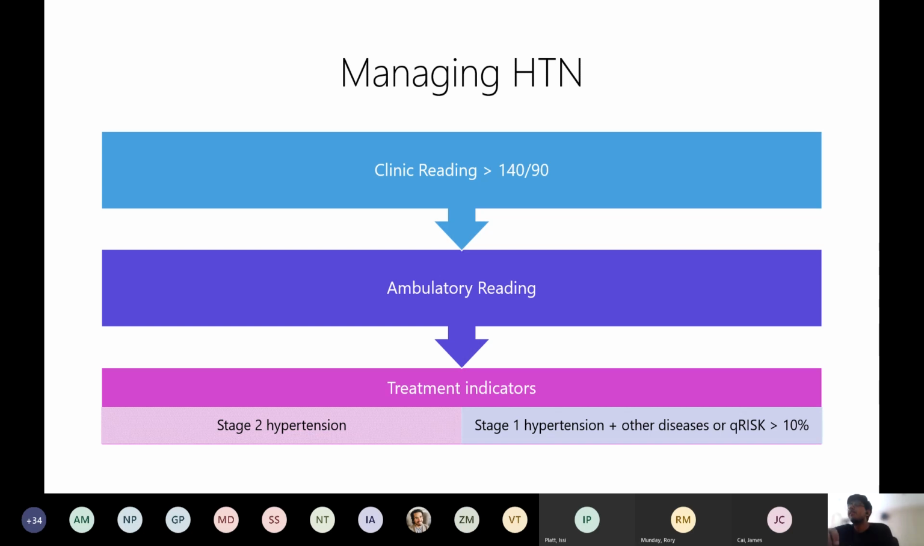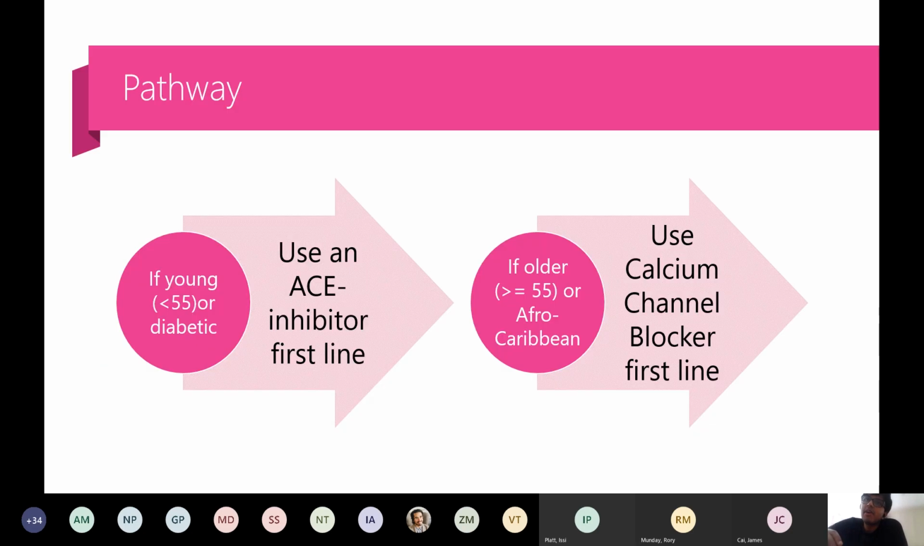So yeah, know about when you treat hypertension. And here is the pathway. The first step in the pathway is, I've shown you one of the pictures, but what's the first drug you start them on, and how do you determine what the first drug you start them on is? This is the most important bit of the pathway. The rest of the pathway is not that important, I think.